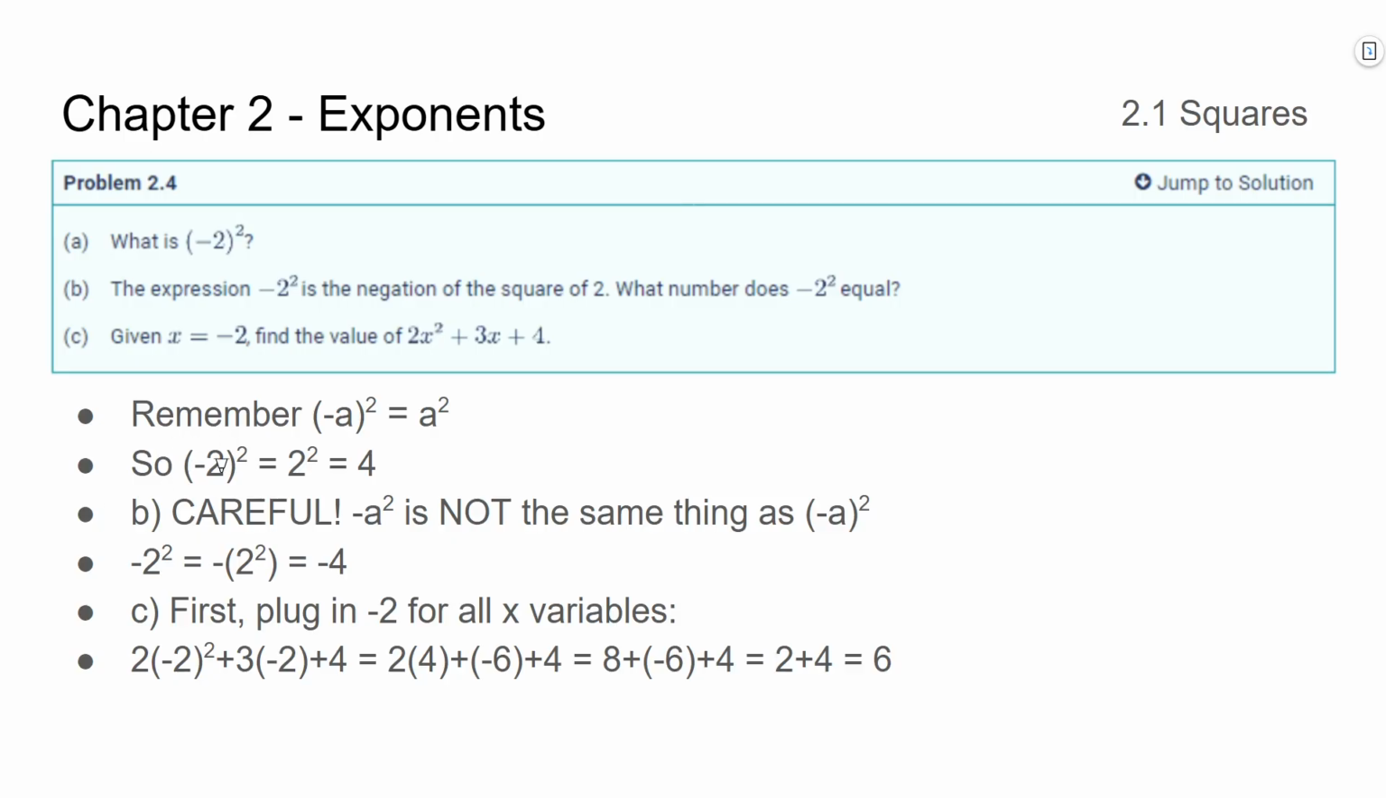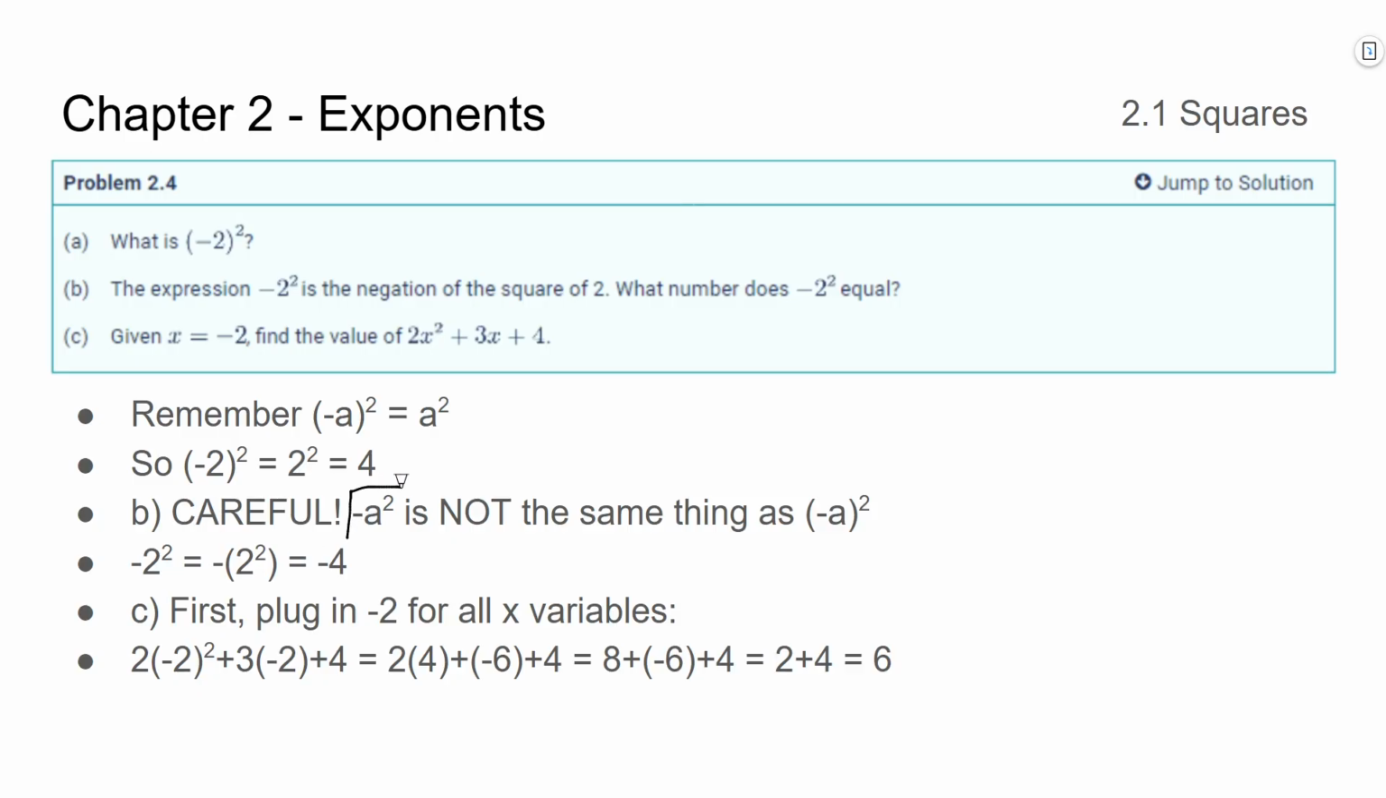So this negative 2 squared is going to equal 2 squared, and that's going to equal 4. And hopefully you can see why this is the case. The negative signs end up canceling out when you do negative times negative. So then that'll end up being positive 4. But here's what I was talking about in the last slide that I got mixed up with.